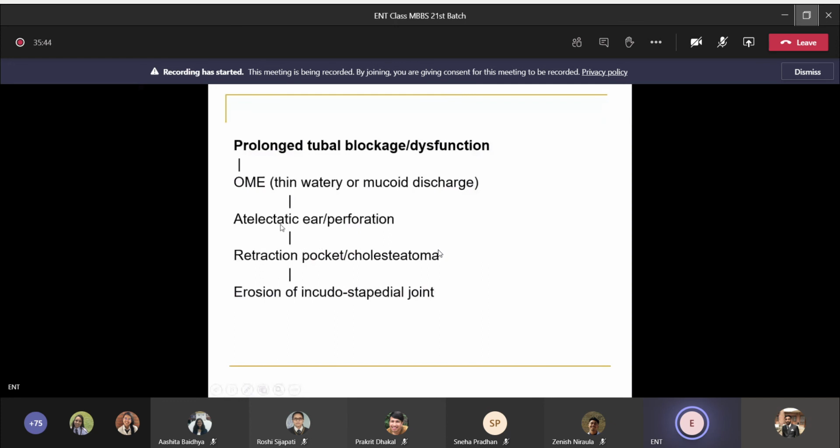That will again cause a retraction pocket, and then there will be so many other complications like cholesteatoma, which will cause bone erosion, and this will be a primary part in the formation of cholesteatoma in the middle ear. Now, if the tympanic membrane is not in place and is retracted medially, then that pressure can also erode the bones that are there in the middle ear.